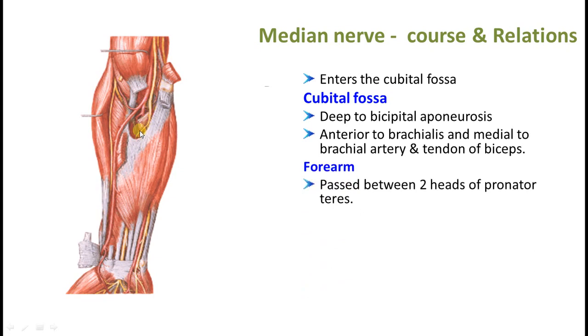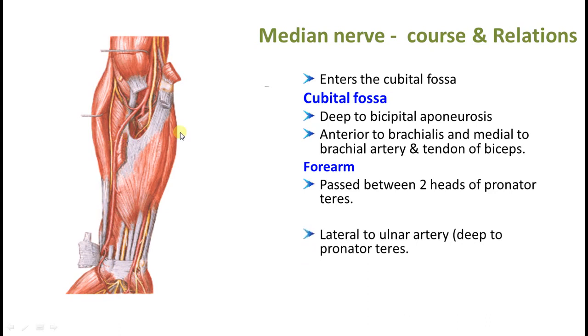Then how does it enter into the forearm? This muscle is again cut for you. It passes between the two heads of pronator teres. And you are able to see here the tendinous arch of the origin of flexor digitorum superficialis. So that is the tendinous origin of the flexor digitorum superficialis.